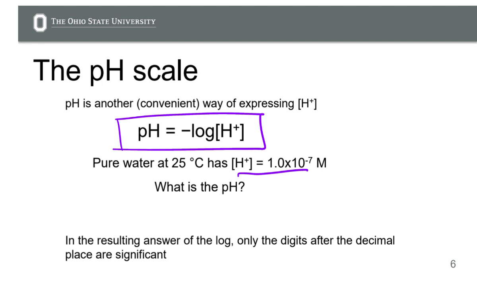One other thing to point out is that if you're doing homework problems or exam problems or recitation problems, if the temperature isn't specified, assume it's 25 degrees Celsius, so that you can assume that Kw is 1 times 10⁻¹⁴, that kind of thing, okay? So to calculate pH, we need to do minus the log of the H+ concentration. So at 25 degrees C, the pH equals 7.00.